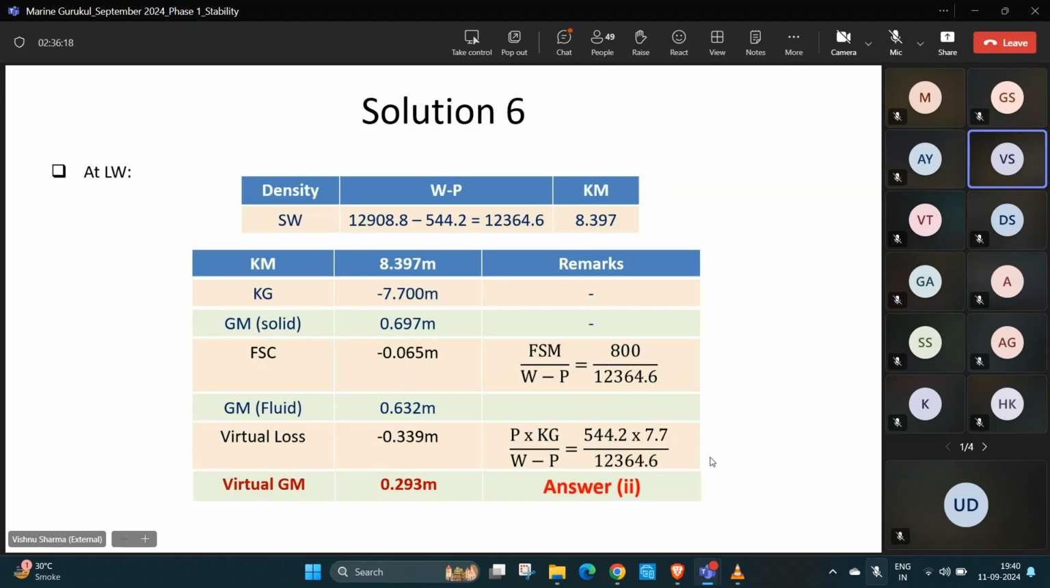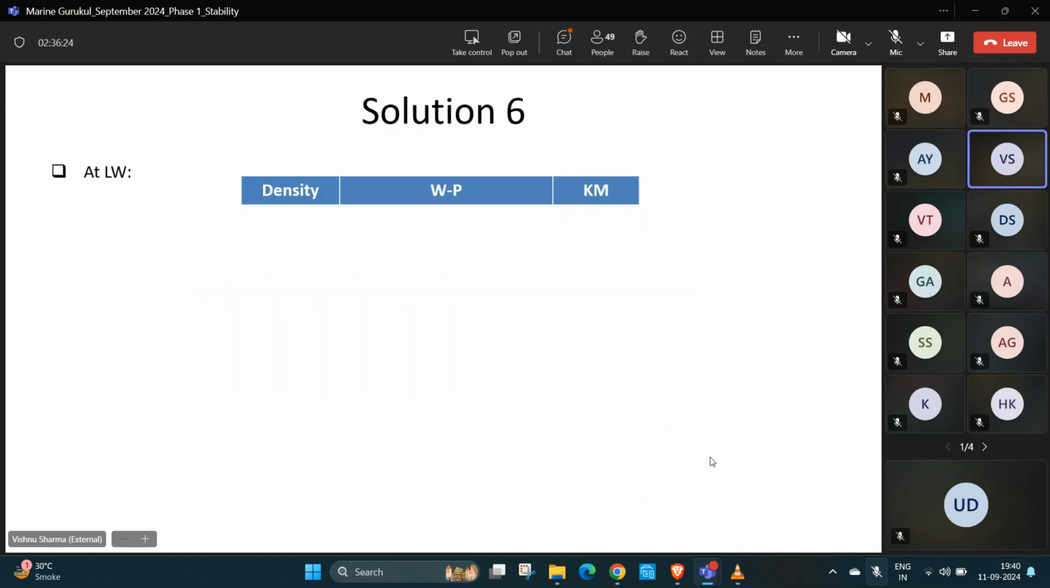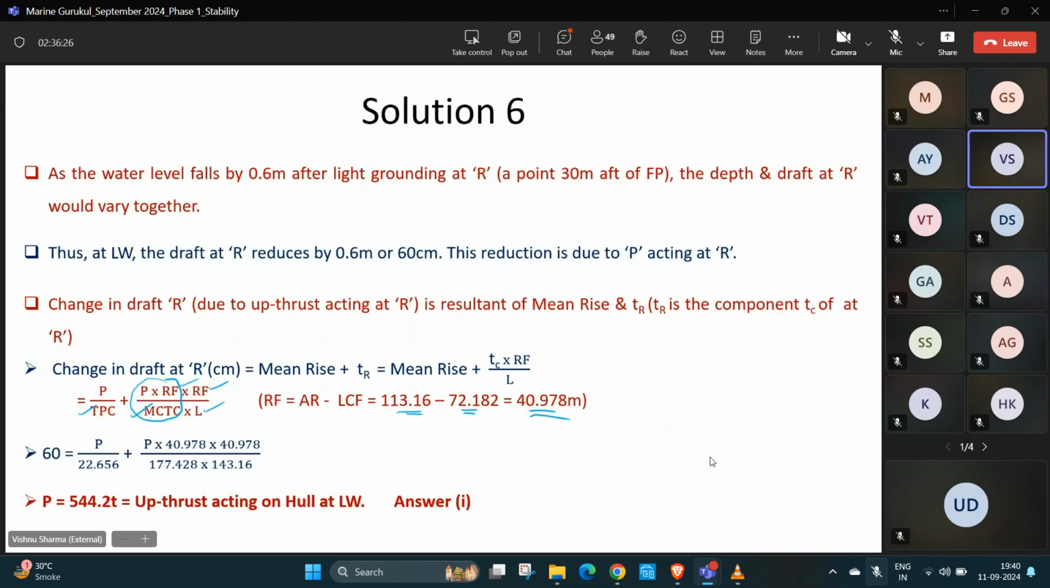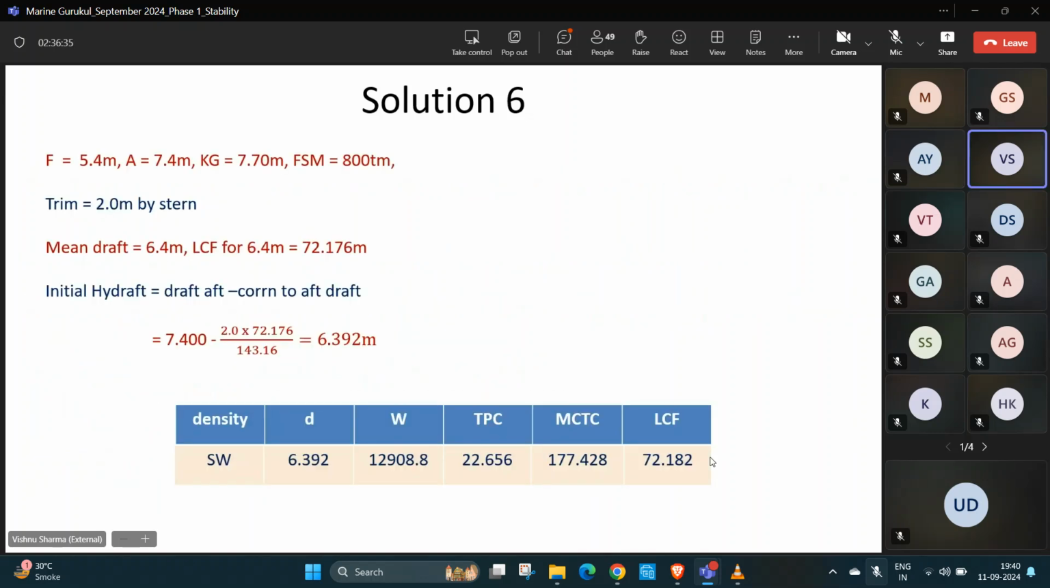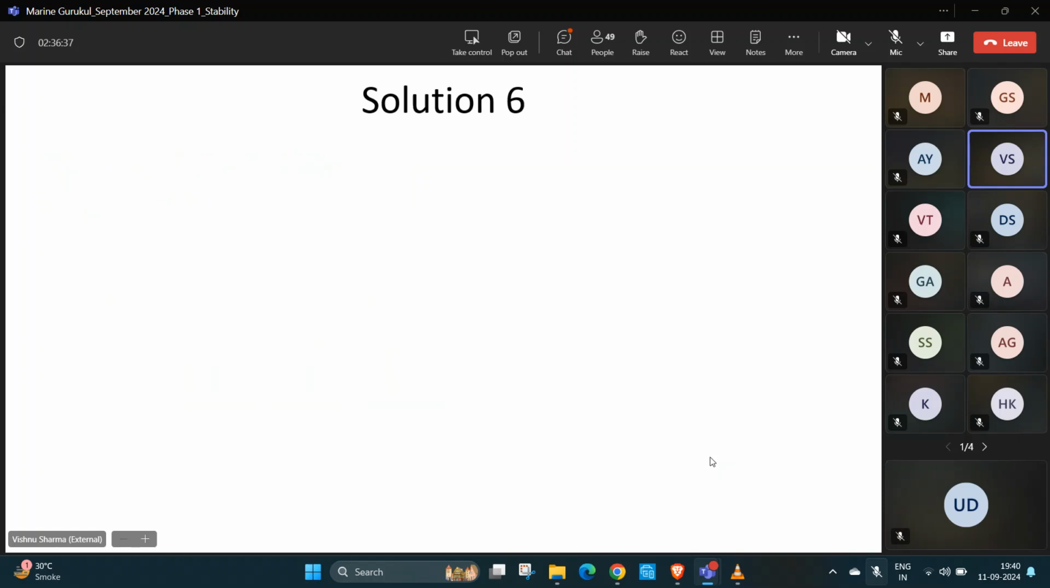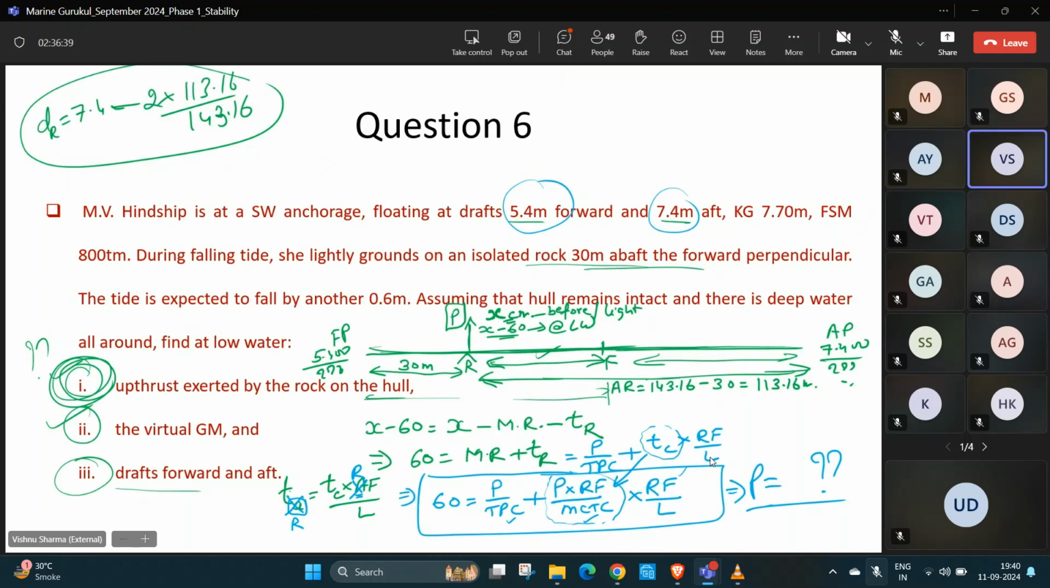Okay. Anybody doing part 2? I'll not go forward. I'll go back and discuss part 2 here. It's 542.2. And I'll go back to my line diagram here. Have I cleared the line diagram? It's here. So the value of P I have got is 544.2 tons. Now I have to find the drafts forward and aft.